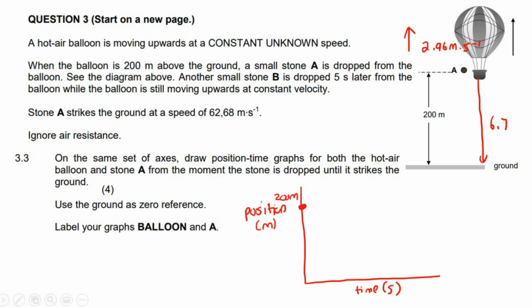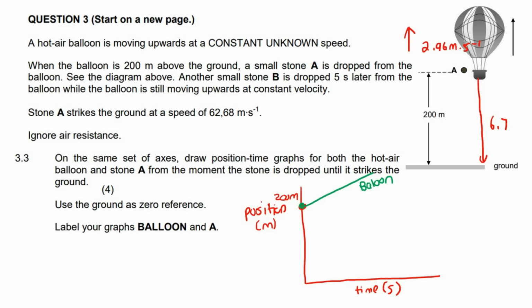Okay, let's do the hot air balloon first. The hot air balloon starts at 200 meters, and it will just continue to move upwards like this at a constant rate. It's not going to be a curve, because that would mean the hot air balloon is getting faster and faster and faster. So this will be the balloon. They've asked us to call that balloon.